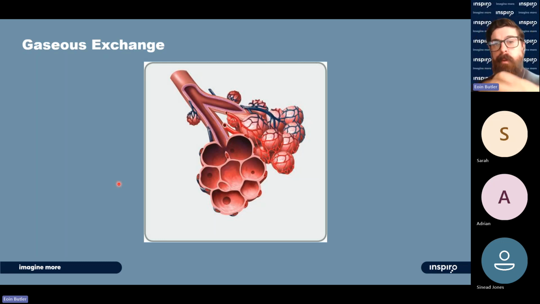So what we've got here is pulmonary diffusion. So pulmonary diffusion, pulmonary meaning lungs, so the exchange of gases within the lungs. We've also got systemic diffusion, which is within the systems of the body. So when we looked earlier at the flow of blood around the body, within the organs of the body, within the muscles of the body, we've got our systemic diffusion. So exchange of gases within the systems of the body.